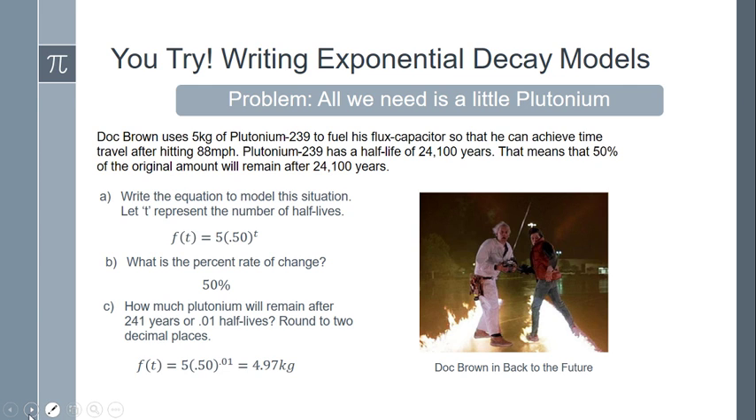Alright, so then I go ahead and solve this equation. I take 0.5 and raise it to the 0.01, multiply it by 5, and you can see that after 241 years there'd be 4.97 kilograms, almost all of it still remaining. We only lost 0.03 of a kilogram.